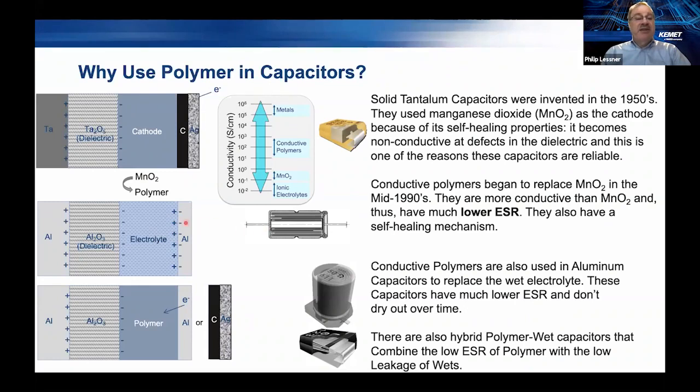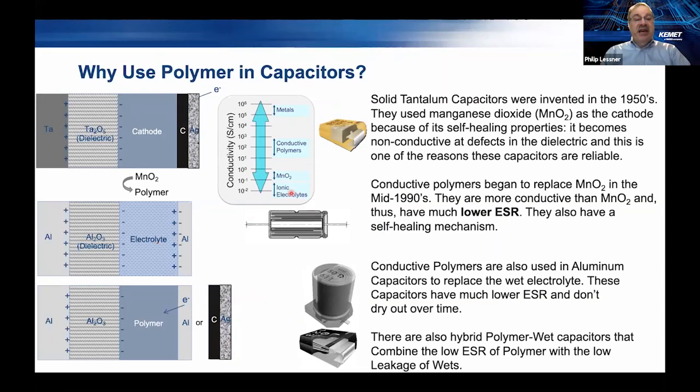In an aluminum capacitor, traditionally a wet electrolyte is used as the cathode along with an aluminum current collector. And in the polymer version of the aluminum capacitor, the wet electrolyte is replaced with a polymer cathode material, which can either have an aluminum current collector like in the wet electrolytic, or can have a carbon and silver contact to the outside world like in the tantalum polymer capacitor. These aluminum polymer capacitors also have much lower ESR than the wet electrolytics that they replace.